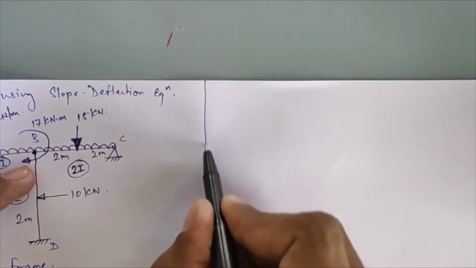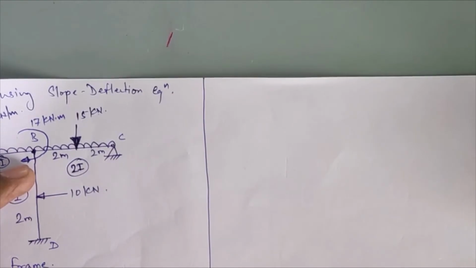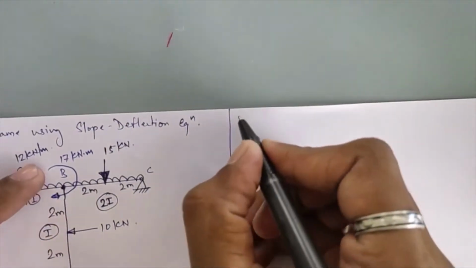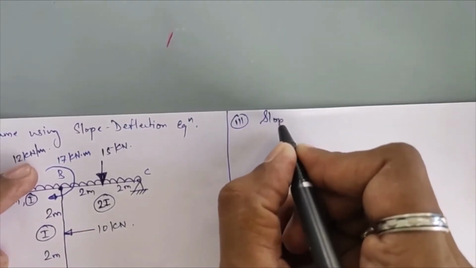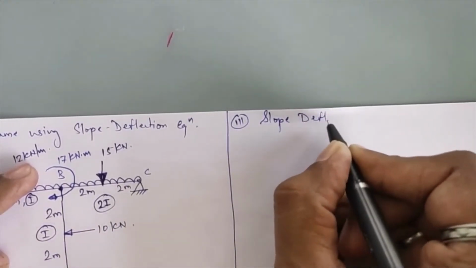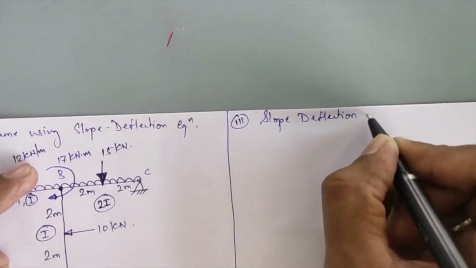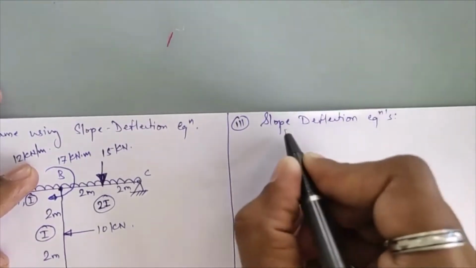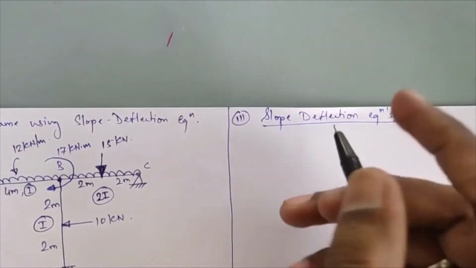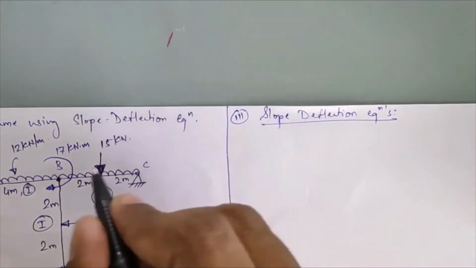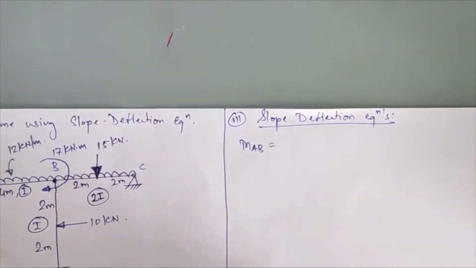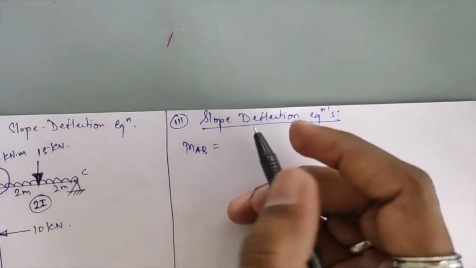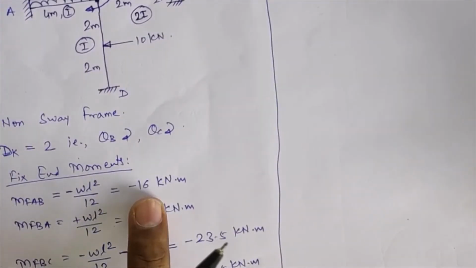Okay, now we'll move to the next step, that is we'll plot the slope deflection equations. So here your first equation will be for MAB. Directly I'll write the equations here. So the MAB equation, that is MFAB, that I have got equal to minus 16.